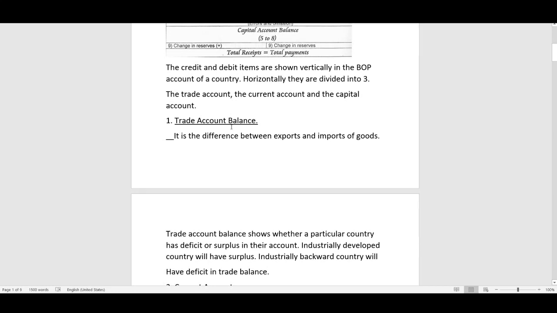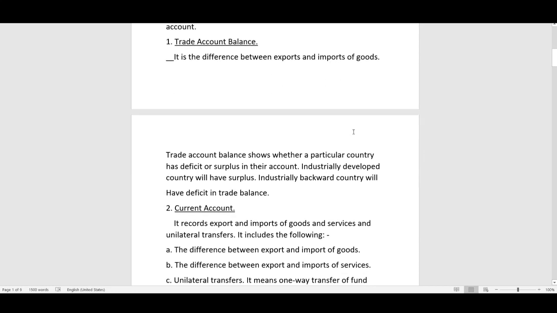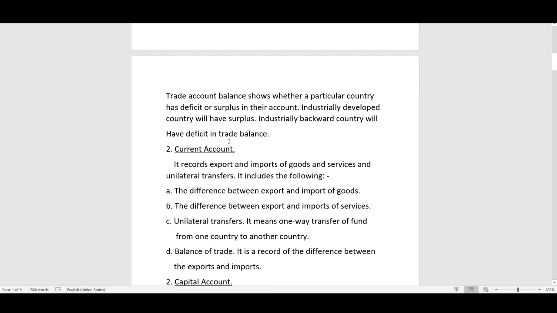First, the trade account balance. It is the difference between exports and imports of goods. Trade account balance shows whether a particular country has deficit or surplus in their account. Industrially developed country will have surplus. Industrially backward country will have deficit in trade balance account.